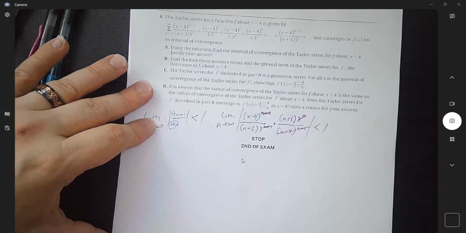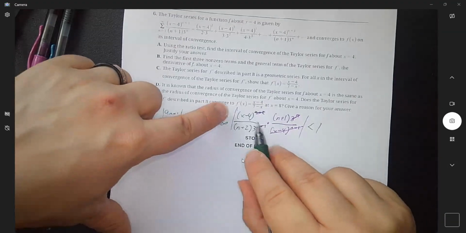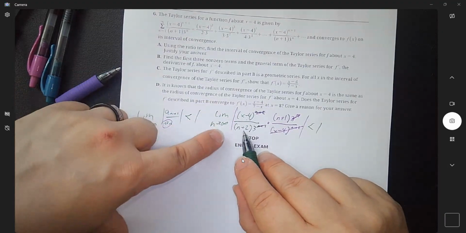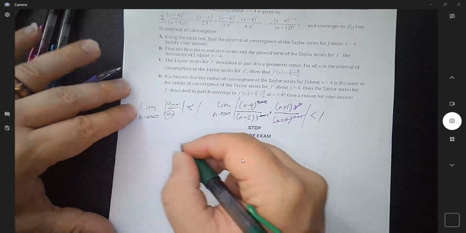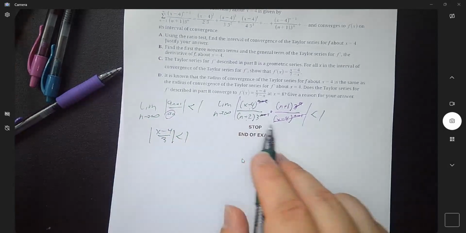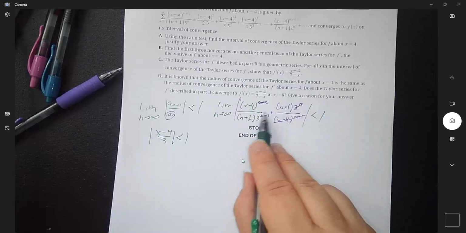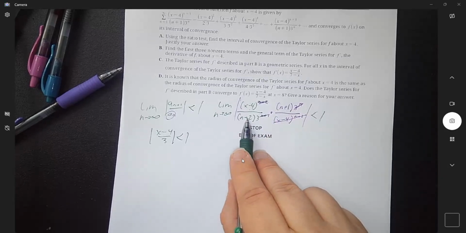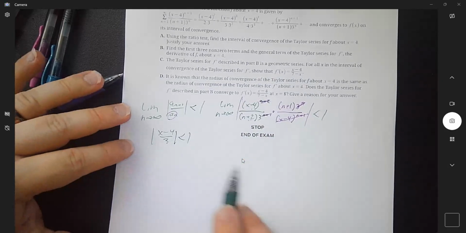It has to be less than 1. So let's evaluate this limit. Okay, so we got x minus 4 over 3, and this is going to be x minus 4 over 3 has to be less than 1. Why did I forget the n's? Because that's basically infinity over infinity, which is going to disappear, and I'm left with this.